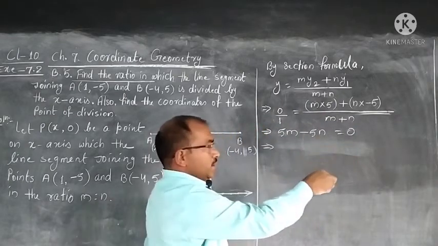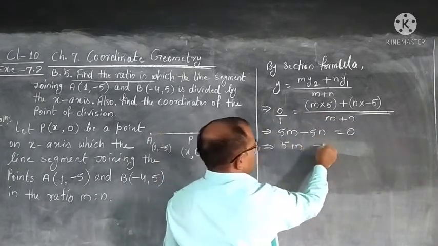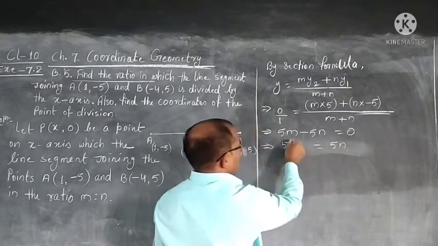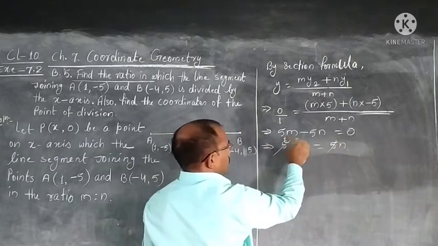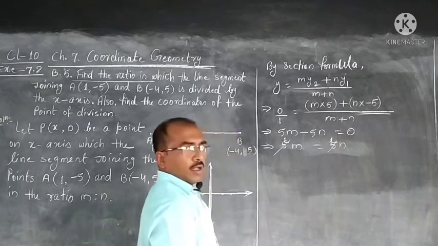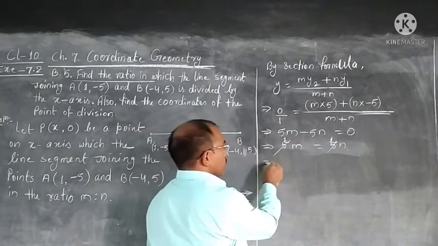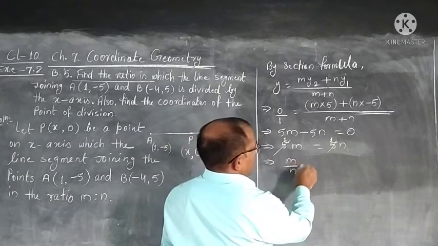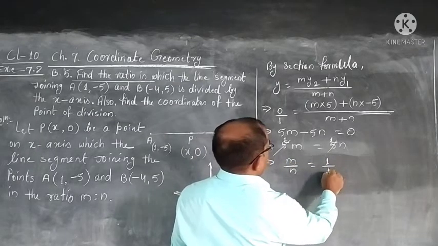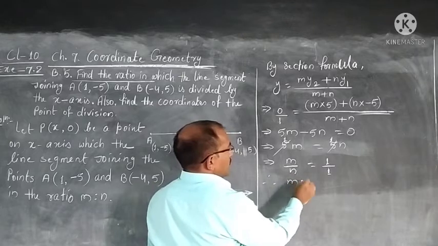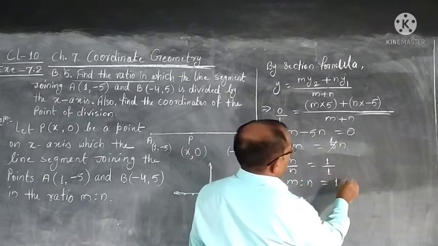5n we take to the RHS, we get 5m is equal to 0 plus 5n. 5 is on both sides. Now, m and n we will bring together, the number will go to the RHS. We get m by n is equal to 1 by 1. So, what we understood? The ratio is 1:1.